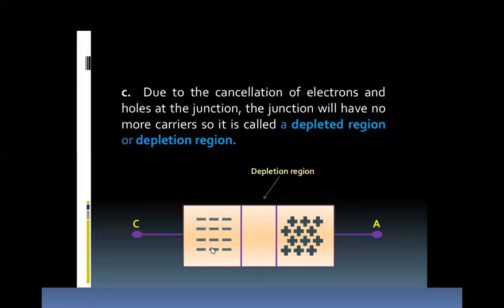Because here we can see that it is depleted of any mobile charge carriers, a net electric field or a potential barrier is set up, and this potential barrier will not allow the further diffusion of holes from the P side or electrons from the N side. So there won't be any further movement of charge carriers or any further diffusion from one side to another side.